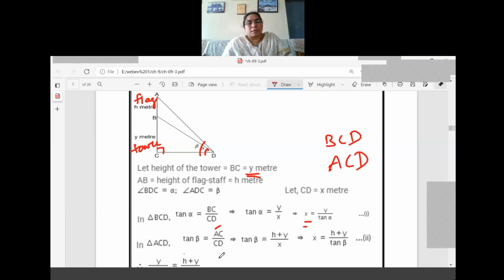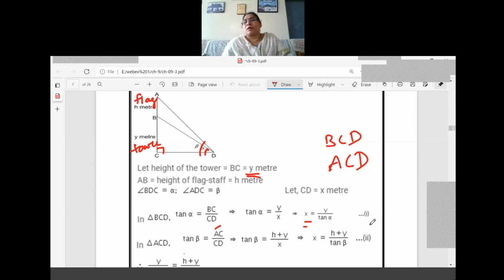From that tan beta is written. So total length AC and adjacent side is CD. So tan beta equal to h plus y divided by x. Y is the tower height and flag height is h. Total is h plus y. So what is x here? X equal to h plus y by tan beta.